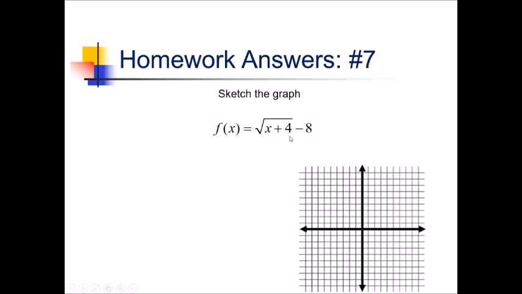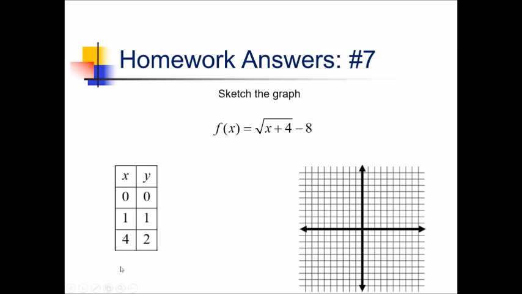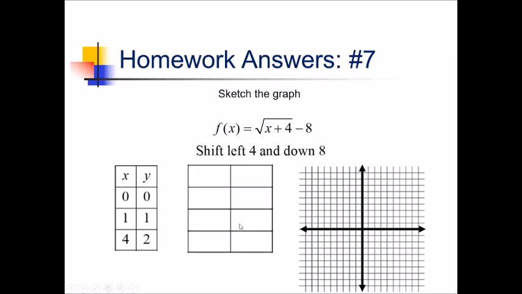To graph this square root function, I am going to first write the table of the parent function with 3 points, 0, 0, 1, 1, and 4, 2. Next, I'm going to figure out the transformations. The plus 4 inside the square root means I'm shifting to the left 4, opposite from what we expect. And then the minus 8 outside means I'm shifting down 8. So putting that in my table, if I'm going left 4, that means I've got x minus 4 for all my x values. And down 8 means we have to do y minus 8.